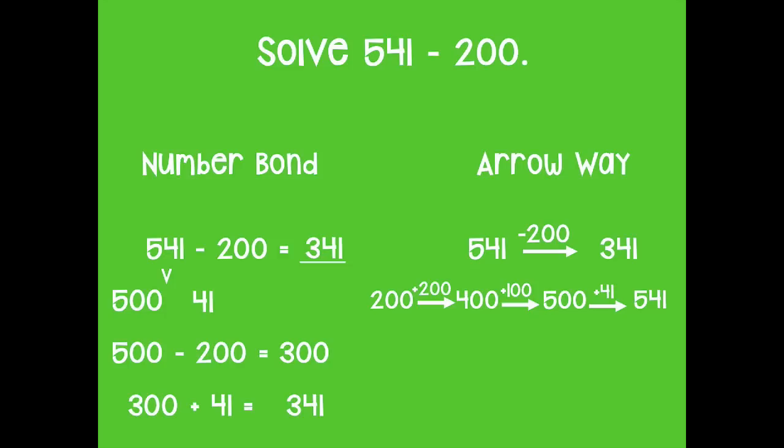So when you're using the counting on strategy, these numbers that you're adding on top are what you want to be counting to find your difference for our subtraction problem. So 200 plus 100 is 300, plus 41 is 341. So look, friends, again, no matter what strategy we used, we came up with the same answer. So that's using your best strategy.